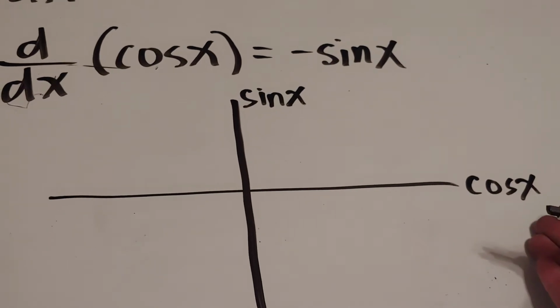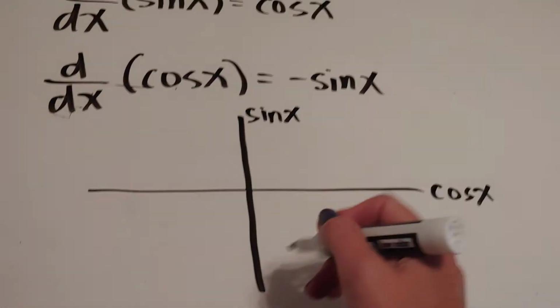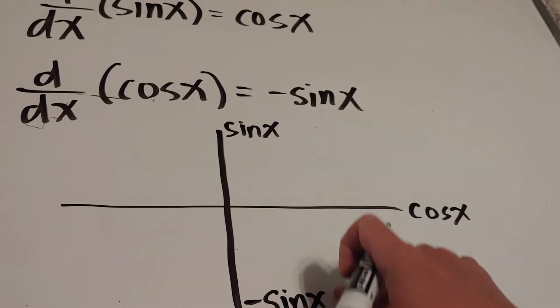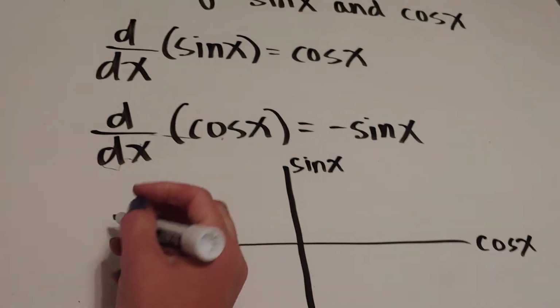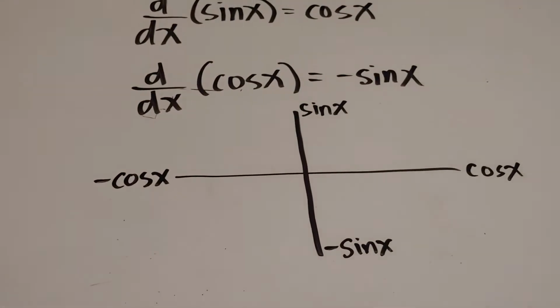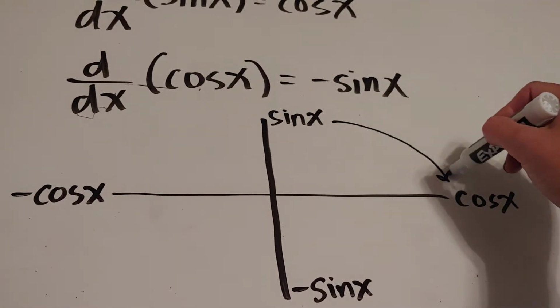Okay, now, if positive y is sine, that means that negative y is negative sine. So we're going to go there. We're going to write positive, we're going to write negative, and we're going to do the same on the horizontal, so I'm going to write negative. Okay, are you ready for the magic? Here it is. Go clockwise.